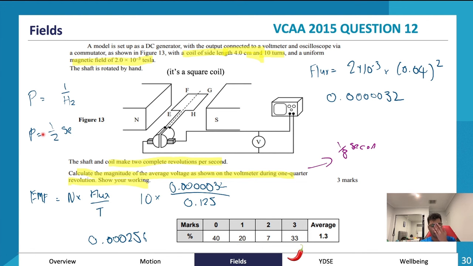So you really want to double check if they've given you frequency, you want to convert that into period, and if they've given you anything sneaky like this, where they're asking for 1/4 rotation, something along those lines. Cool.